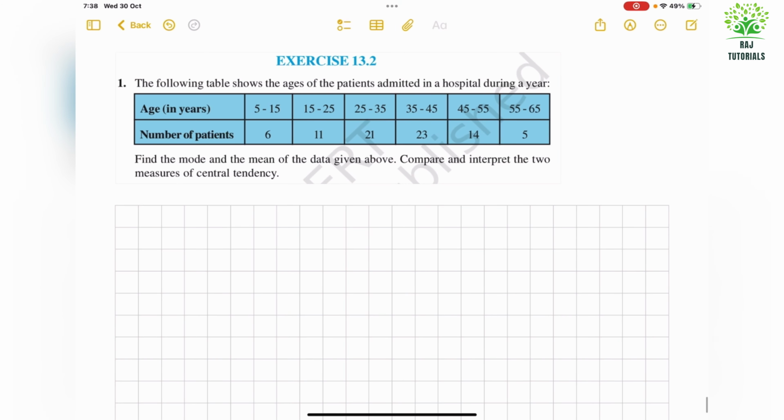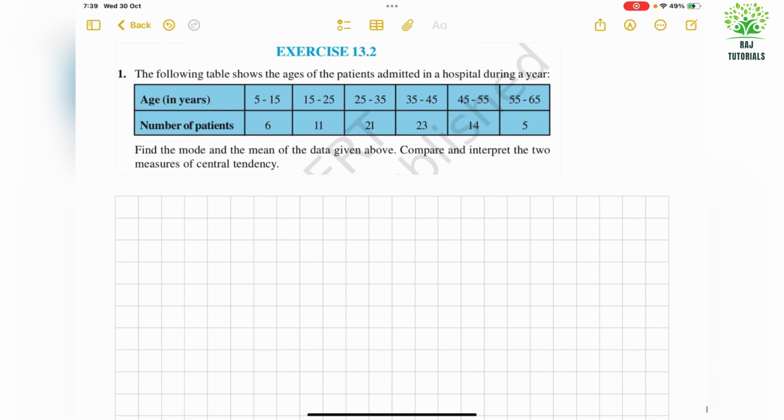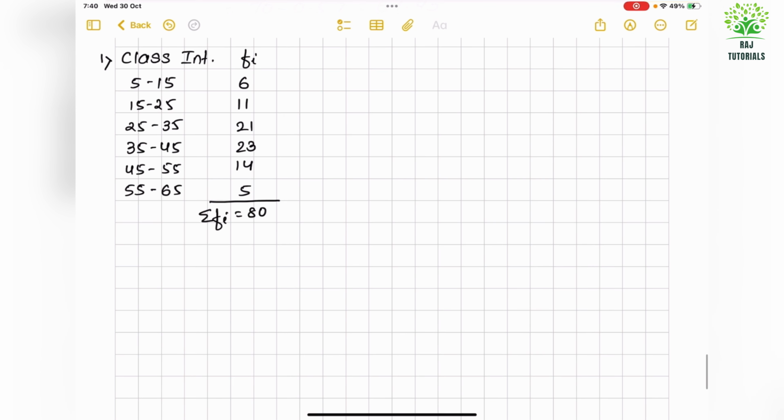Now exercise 13.2 question 1 says the following table shows the ages of the patients admitted in a hospital during a year. Find the mode and the mean of the data given above. Compare and interpret the two measurements of central tendency. So first let us find the mean. So class interval and fi I have written. Now same way I am doing xi. So 5 plus 15 divided by 2, so 10, 20, 30, 40, 50 and 60. So 30 I am taking as A.